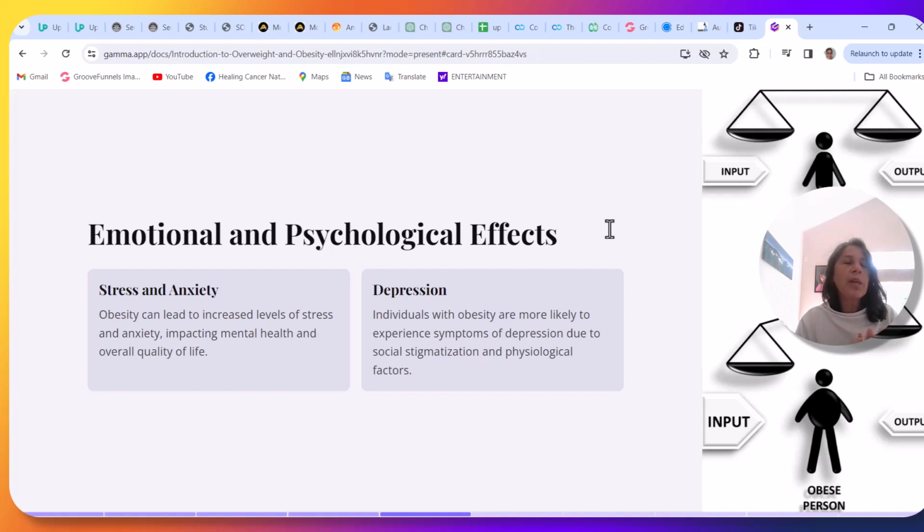Depression: so many people in the United States, Mexico, and everywhere in the world are struggling with depression. And one of the main reasons is because you have overweight and obesity. Individuals with obesity are more likely to experience symptoms of depression due to social stigma and physiological factors. One of the things you have to understand is that when you have overweight and obesity, you probably have hormonal imbalances. And when you have hormonal imbalances, a lot of people can get depressed, especially females, because of the estrogen. Estrogen goes a little wacky, and then they get a lot of depression.